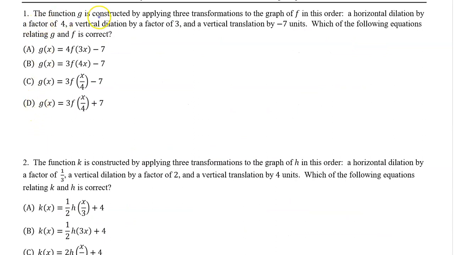Number 1. The function g is constructed by applying three transformations to the graph of f in this order: a horizontal dilation by a factor of 4, a vertical dilation by a factor of 3, and a vertical translation by -7 units. Which of the following equations relating g and f is correct?